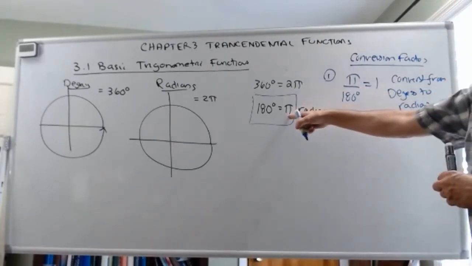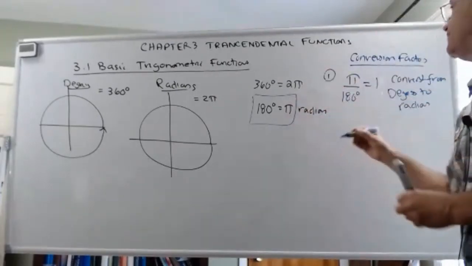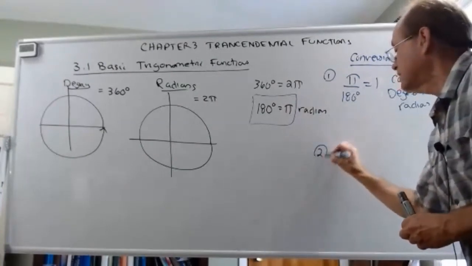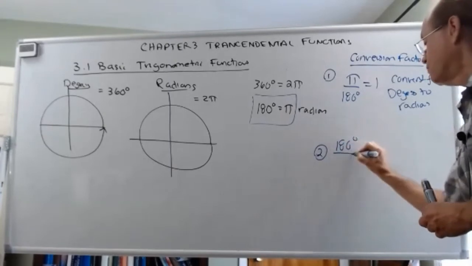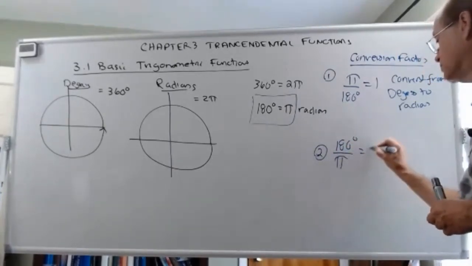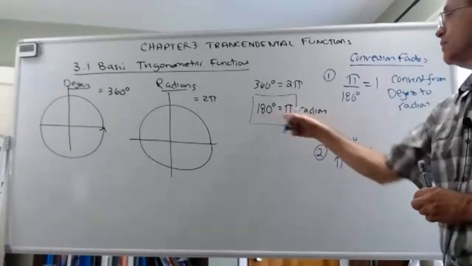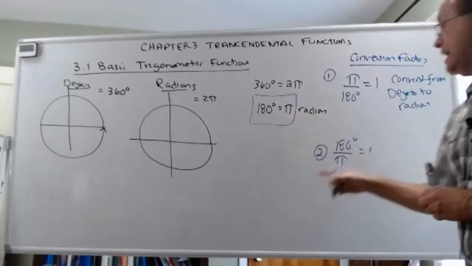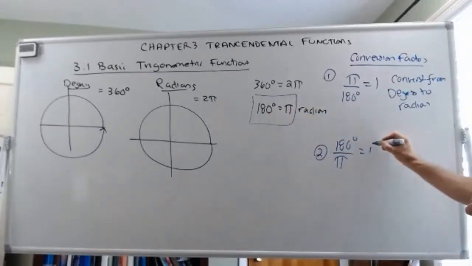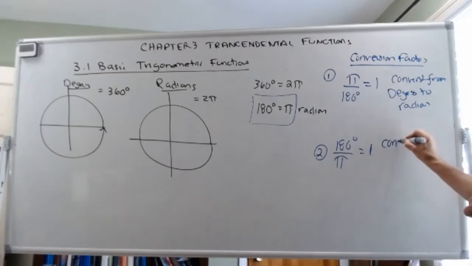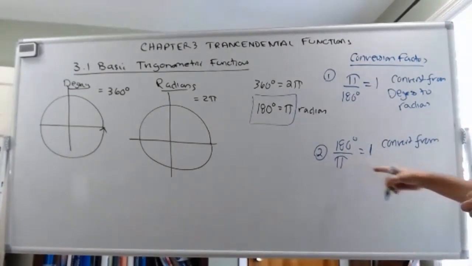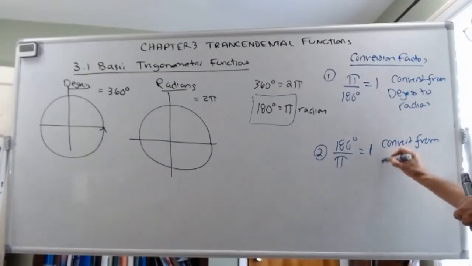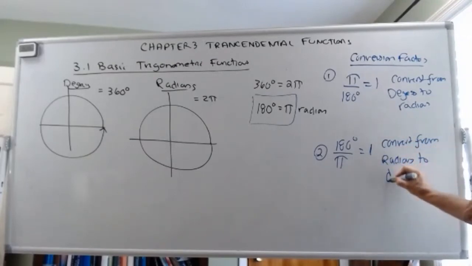Well, instead I could divide both sides by pi if I wanted to. So I could turn around and write it like this: 180 degrees over pi, that still is equal to 1, just dividing both sides by pi. This, however, will allow us to convert from the radian measure to degrees. And I'll show you exactly why and how it works.